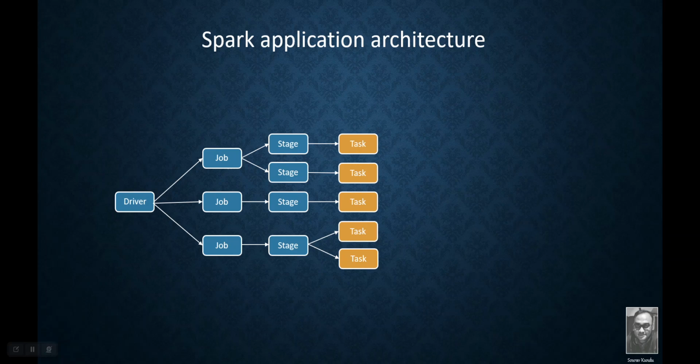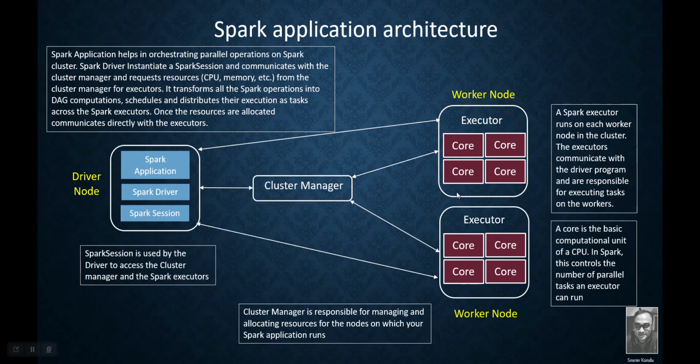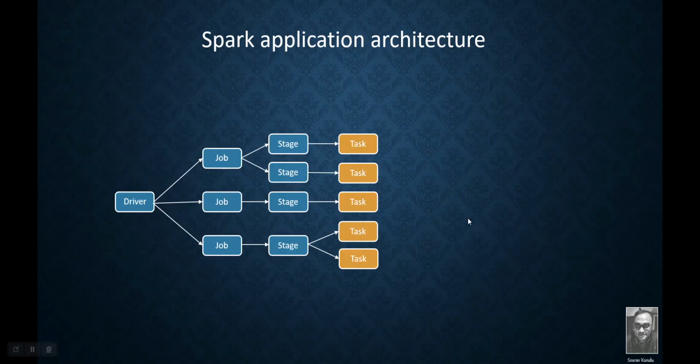The driver program basically runs your application. So whenever you execute a command or perform a Spark submit, it runs the application on the driver. And the application is divided into jobs, stages, and tasks. The main objective is to maximize parallel execution. So let us understand step by step. Okay, let us go back.